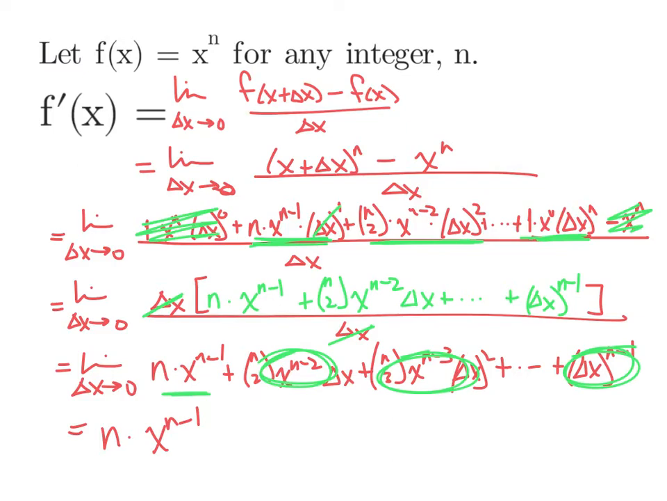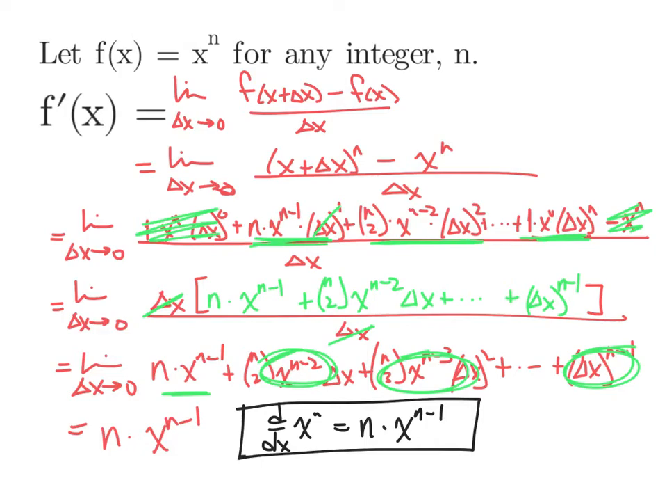So overall, what we just showed is the derivative of x to the nth power is going to be n times x to the n minus 1. So what was the old power has now become the coefficient, and the power is decreased by 1. That's what we call the power rule.